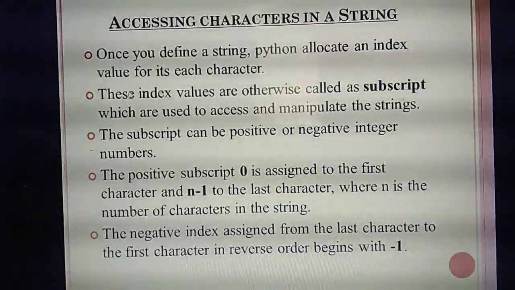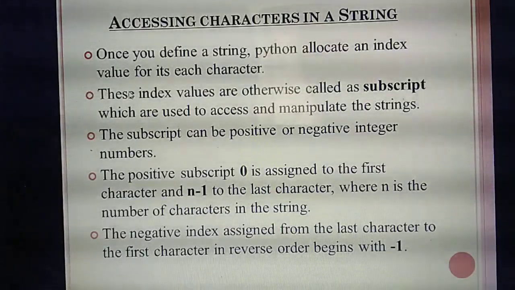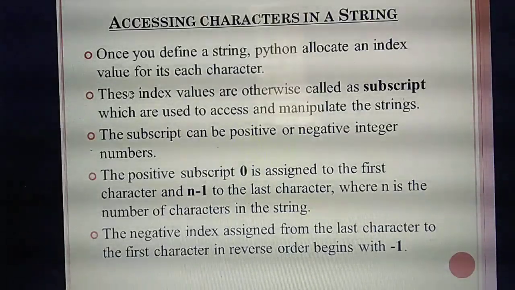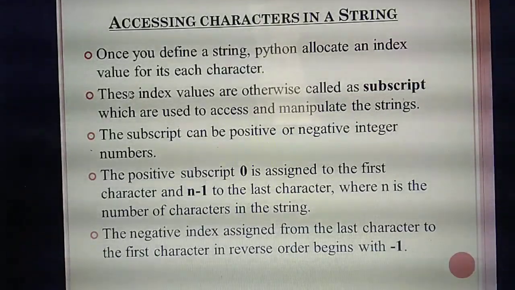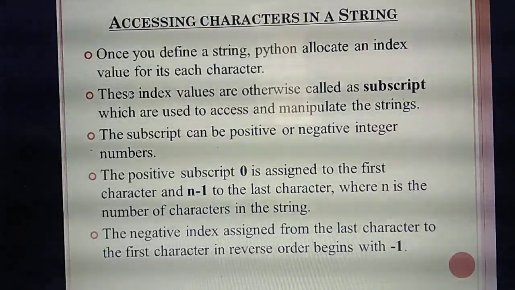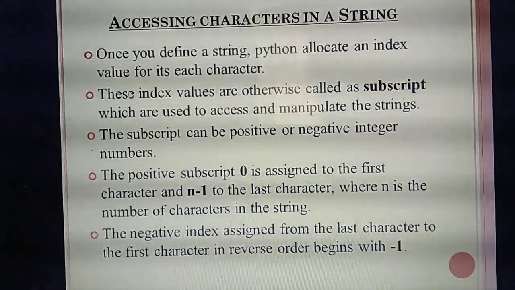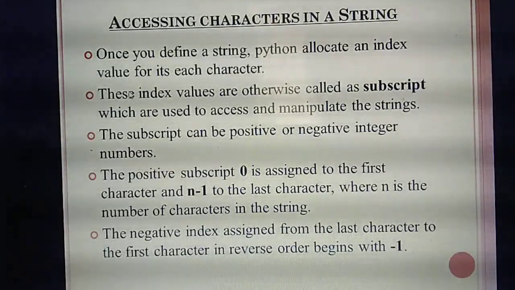COMPUTER. How many letters are there in computer? 8. So what's the thing? If you define a word or sentence in Python, it will allocate an index, isn't it? So COMPUTER has 8 characters. The index value always starts with 0. That means a positive subscript always starts with 0.